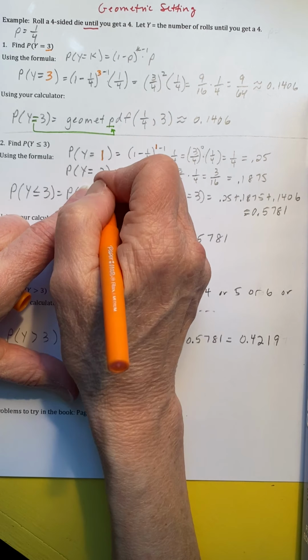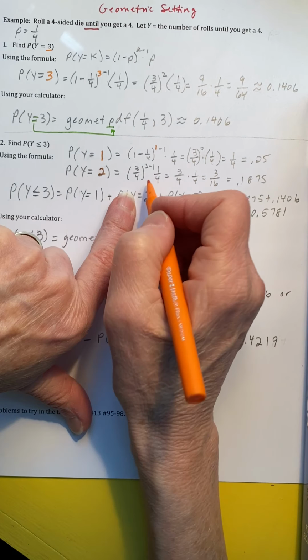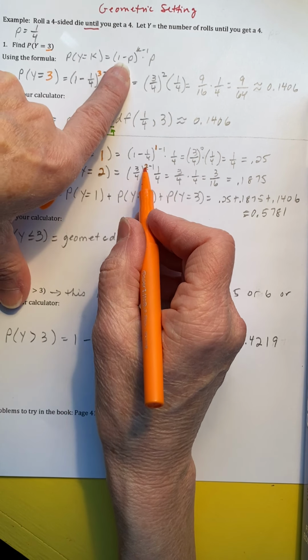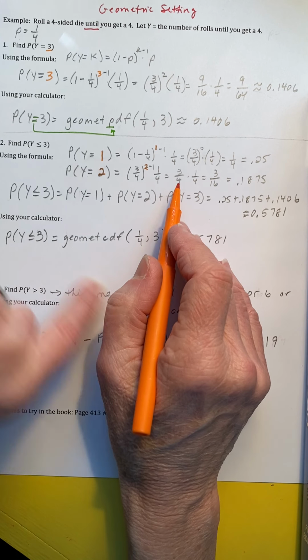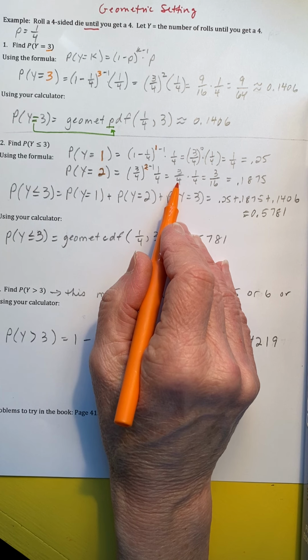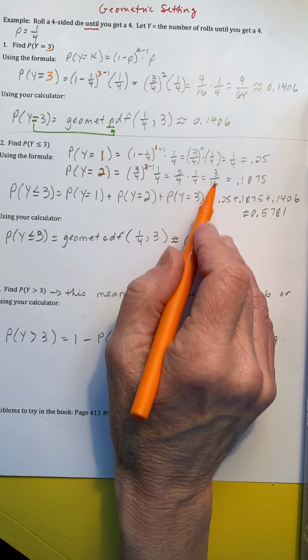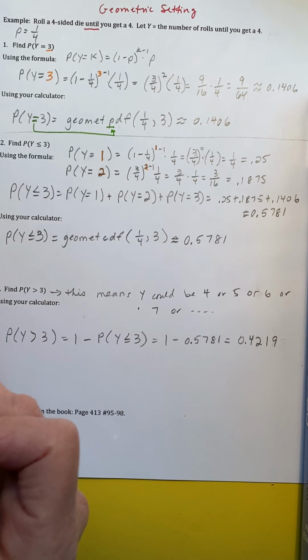The probability that y equals 2, these are numbers that y could be less than 3, is 3/4, which is our 1 minus 1/4, to the 2 minus 1 times 1/4. This is 3/4 times 1/4. This is because the first trial was a fail, which is a 3/4 chance. Second trial was a success, 1/4. That equals 3/16, which in decimal form is 0.1875.